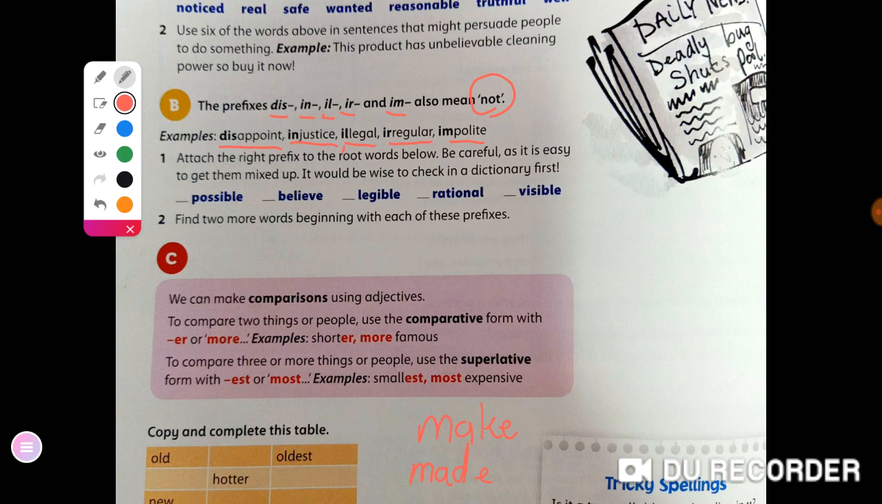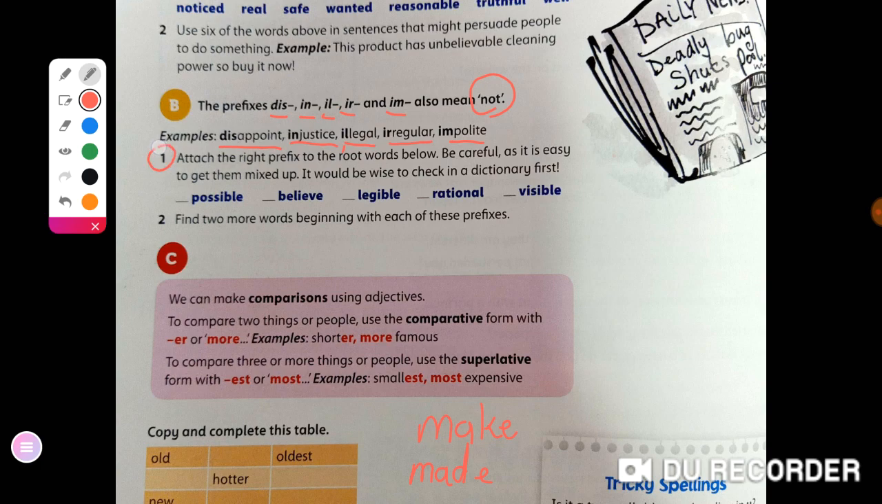Okay? Impolite is the opposite of polite. And polite, we all know that it means not rude, your manners are good, your behaviors are good. So impolite means you are misbehaving, your behaviors are not good. So let's answer these.